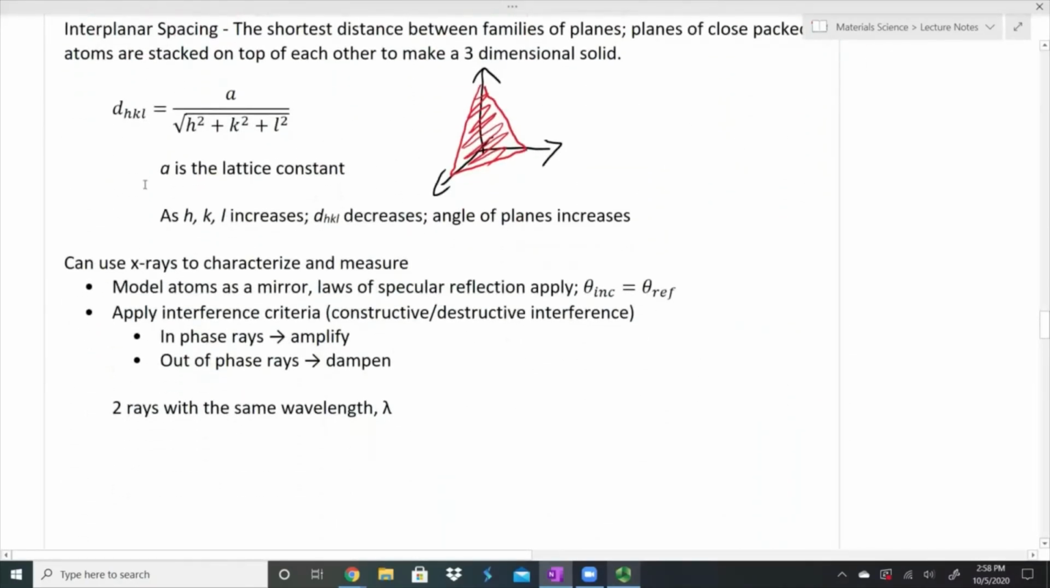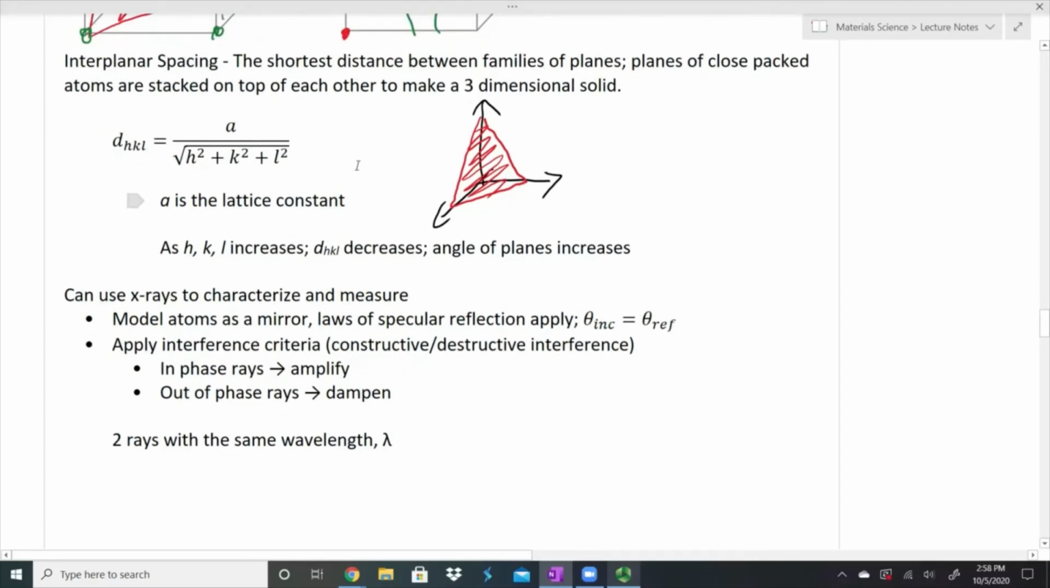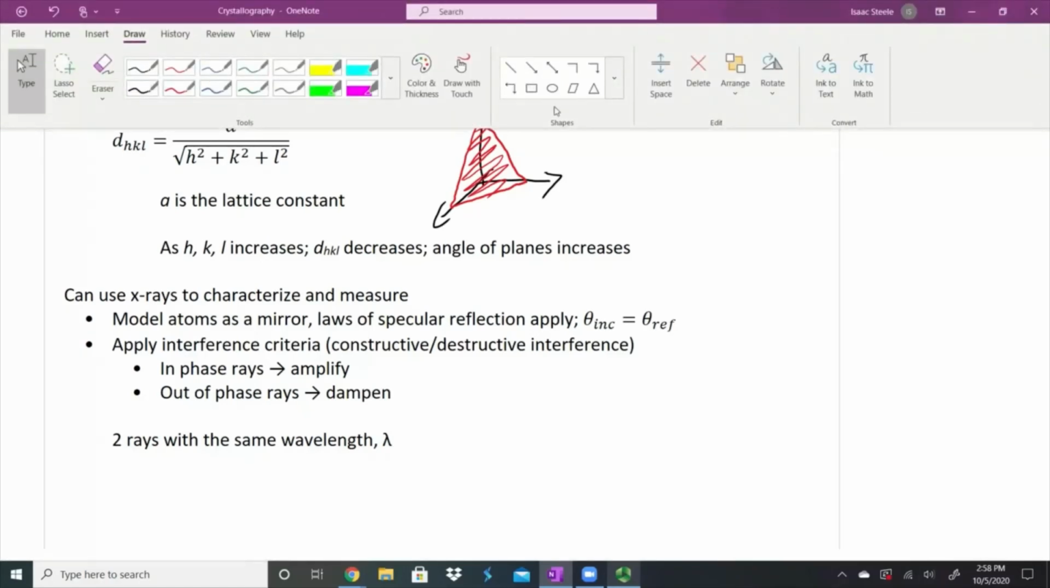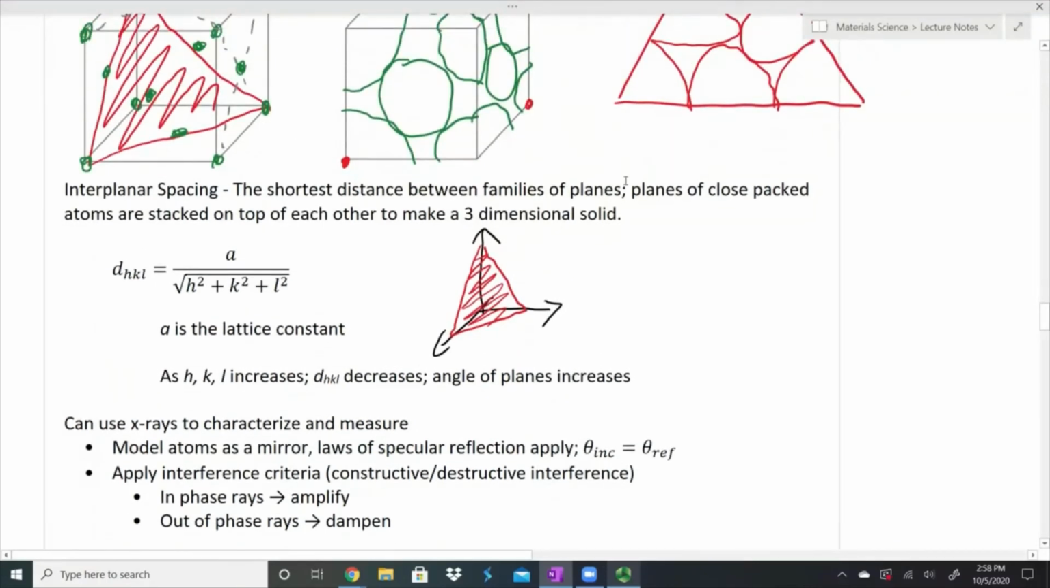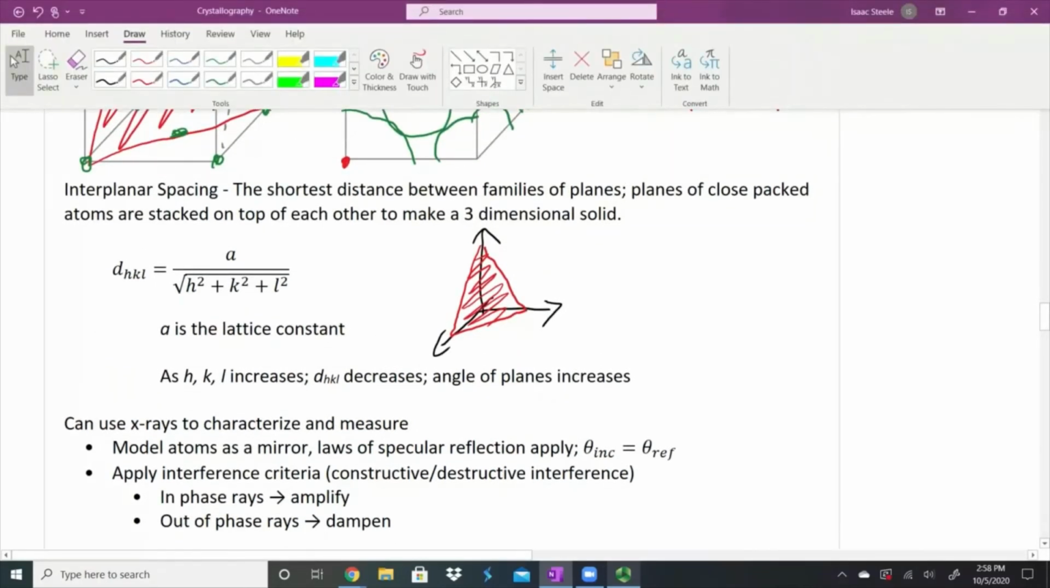So once we can figure out these planes, something else that's going to be very important is we want to figure out what the shortest distance between any families of planes could be. We want to see how these atoms are stacked on top of each other in 3 dimensions. So if I put a plane of atoms down and I put another plane on top of them, my question is, how far apart are those planes? And we can calculate that with this equation here. I sketched this off to the side. Just a simple 1, 1, 1 plane.